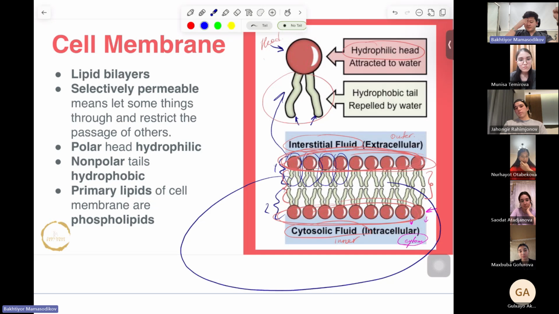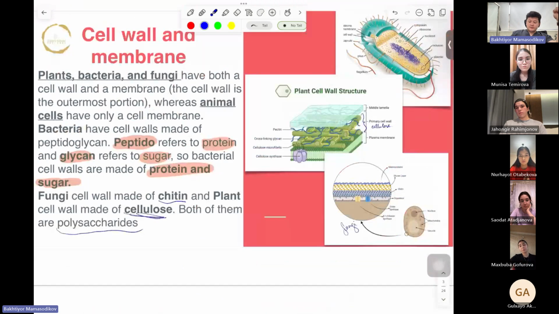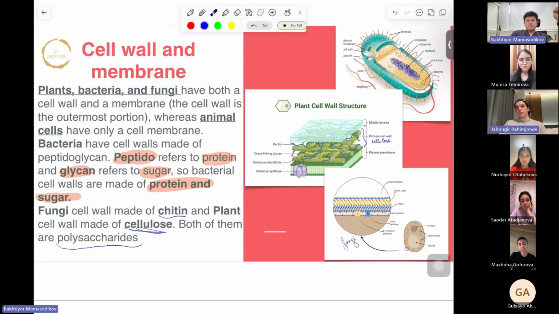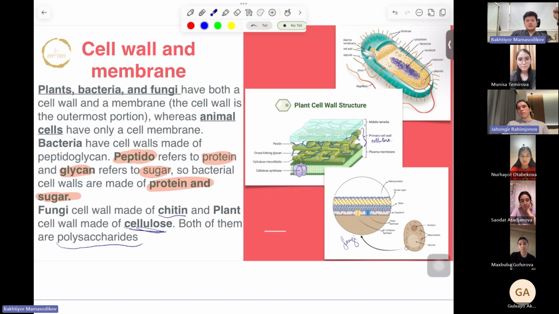I see. Cool. So what about the cell structure, cell walls, and the membranes? Was it easy for you? Not that hard. The only hard part is peptidoglycan, and that's all. Other things I can remember easily. Just these names, these pronunciations, are a bit hard for me to remember.